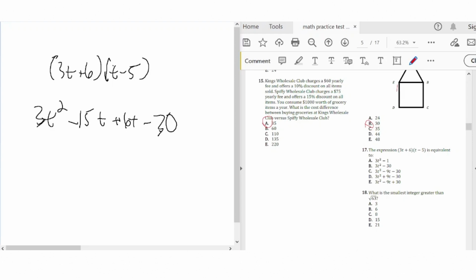Now, combining like terms, we can combine this negative 15 and this positive 6 to get negative 9t. Let's look for this in our answers. We got 3t squared minus 9t minus 30 is right here. Answer choice is C.